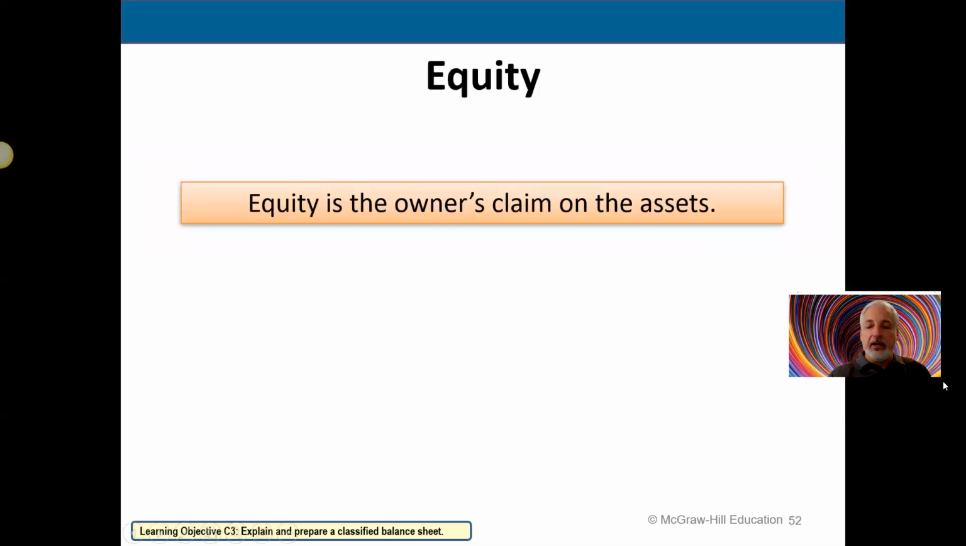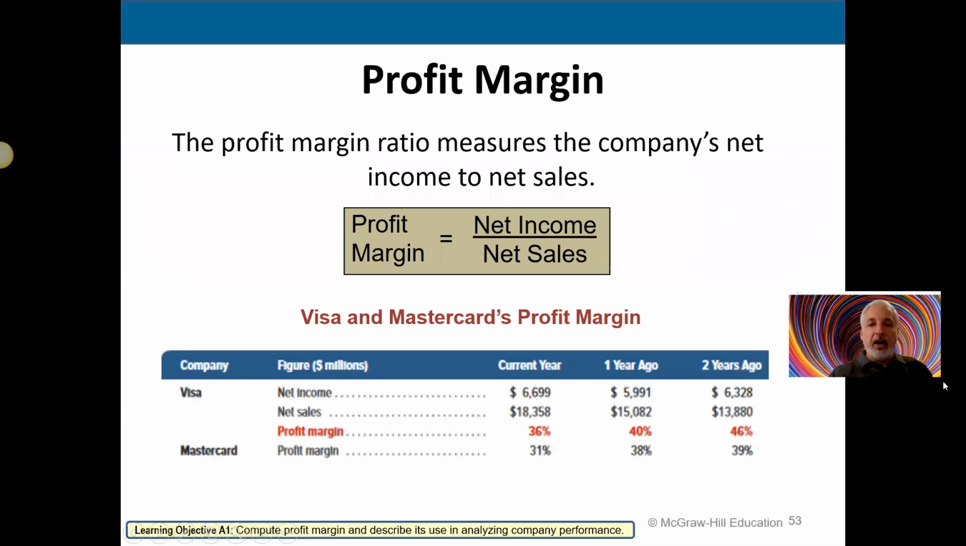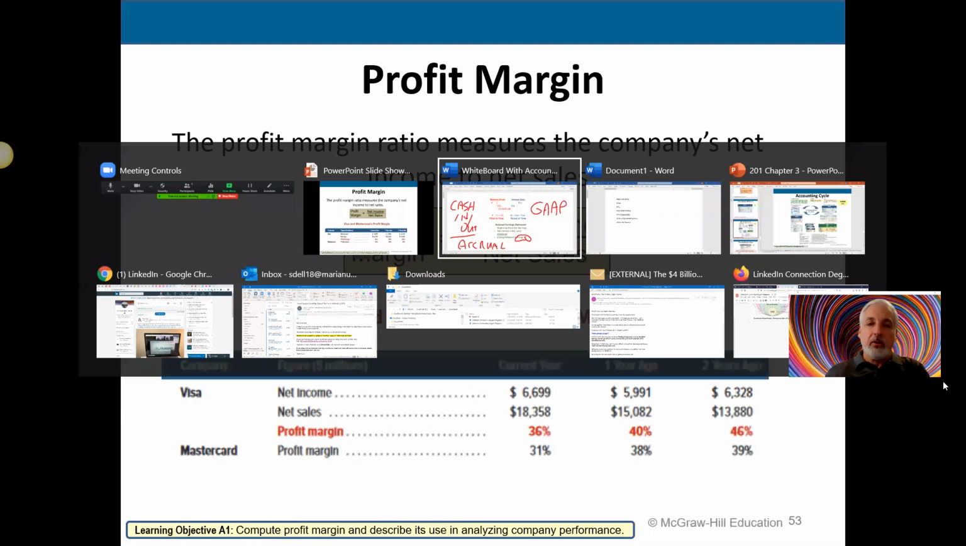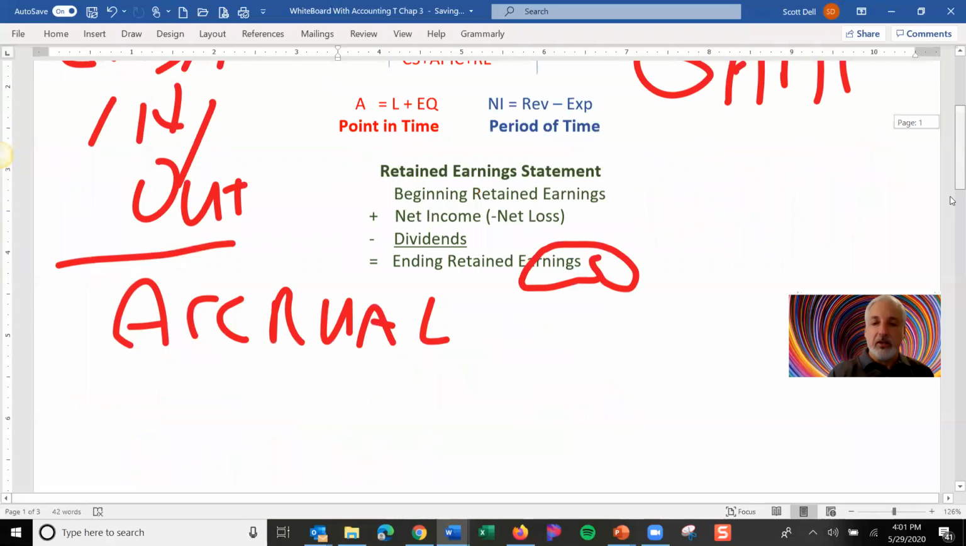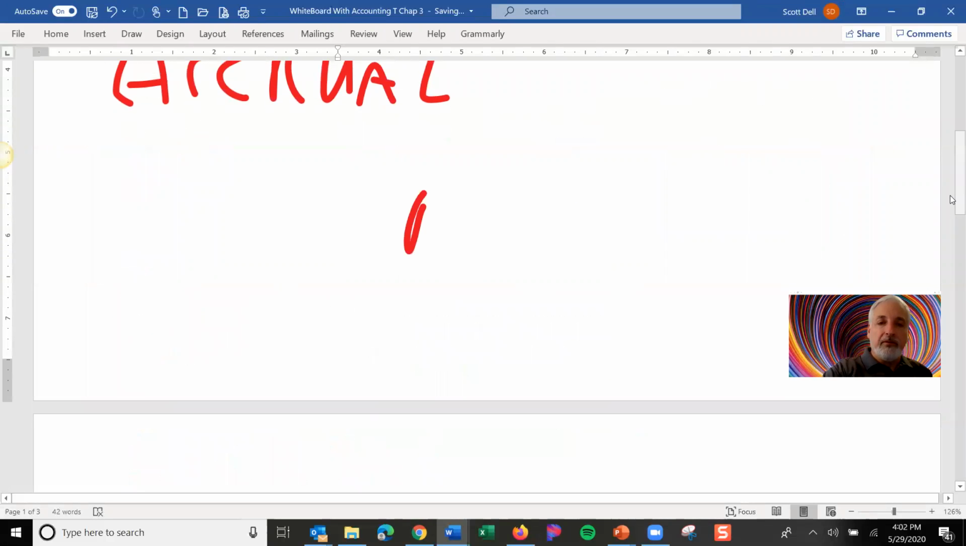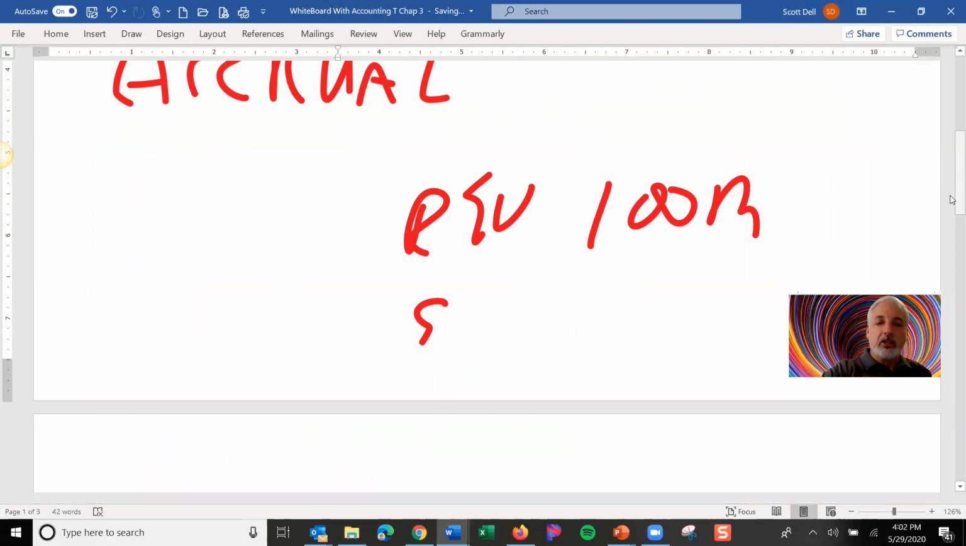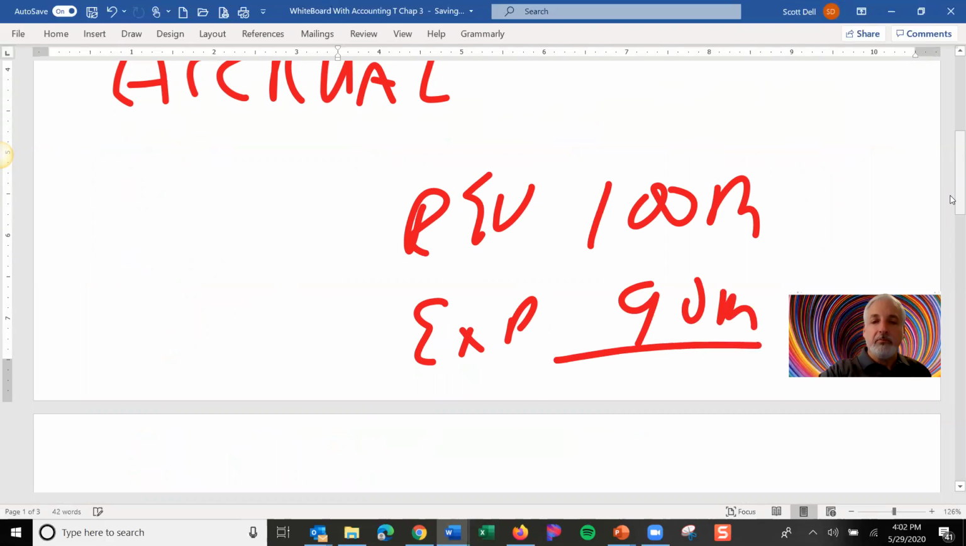So we're going to go ahead with profit margin. We've got net income divided by net sales. What's our bottom line net income? So let's go over to another example here. We're going to say we've got revenue of $100 million. We have expenses of $90 million. What's our net income? $10 million. High function math.